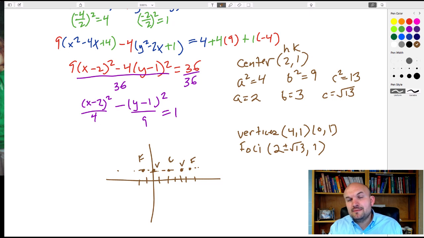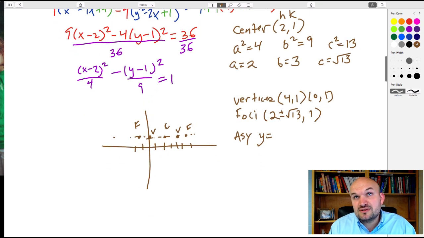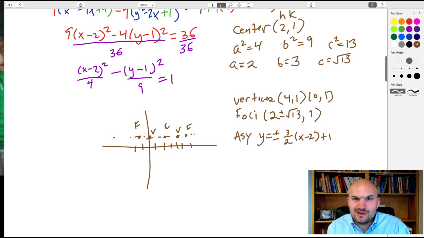All right. Now we want to be able to identify the asymptotes. So the asymptotes is y equals, previously, up there is going to be plus or minus b over a. So b in this case is 3 over 2 times x minus h. So that's x minus 2 plus 1. Okay. So now I don't really want to graph that either.